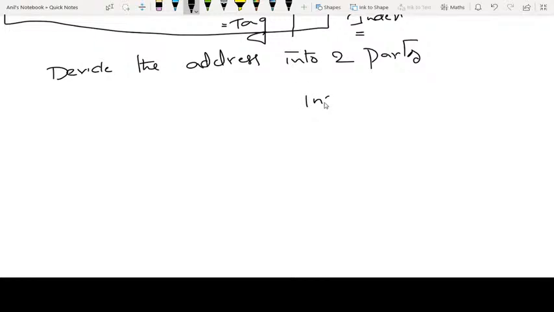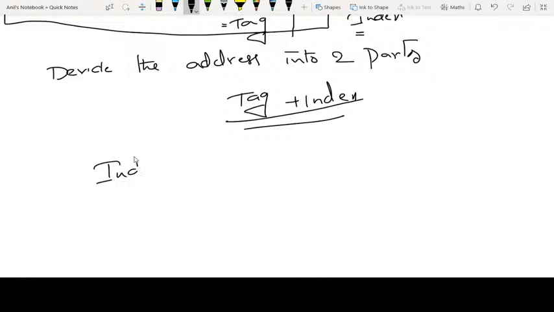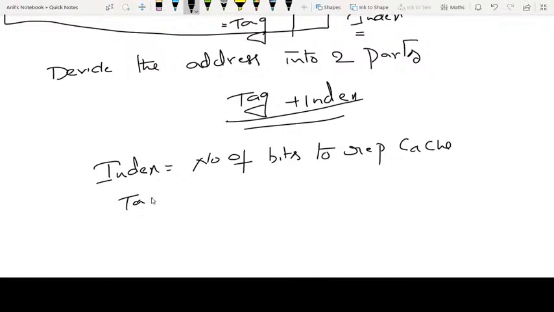As index plus tag portion. Okay. What is index? Index is the number of bits to represent cache. What is tag? Remaining MSBs. Okay. So likewise, we are going to divide this address length into two parts. One is index portion and one more is tag portion.